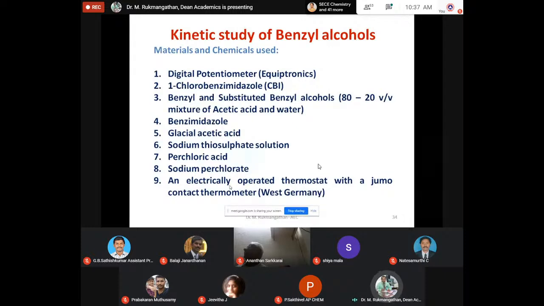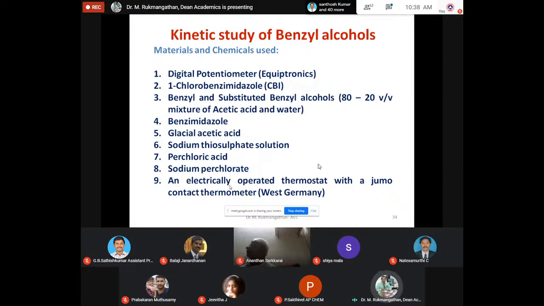What are all the materials and the chemicals that we used in our study? Digital potentiometer, Equiptronics company, has been used. Then the newly synthesized compound, 1-chlorobenzimidazole, shortly known as CBI, was used as the oxidizing agent. The substrate that we have chosen, for example, here is benzyl alcohol, a benzene ring with a CH2OH group, and its 10 substituted benzyl alcohols. Of course, 5 para derivatives of benzyl alcohol and 5 meta derivatives of benzyl alcohol, that we have chosen for this sample study. What are all these 5 para derivatives and 5 meta derivatives? We can see in the next coming slides. Then our parent compound, benzimidazole, has been used.